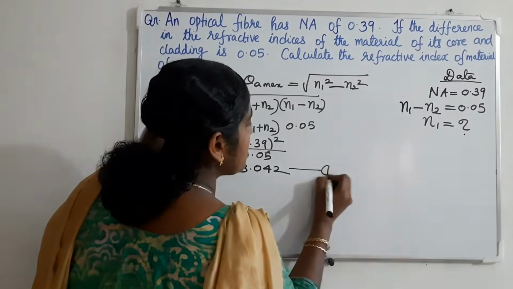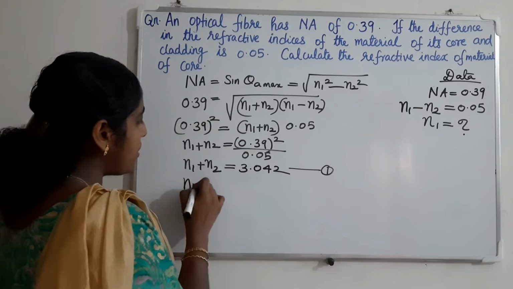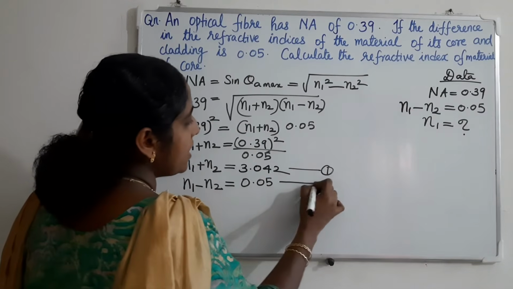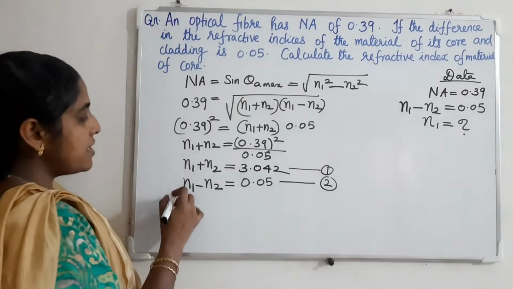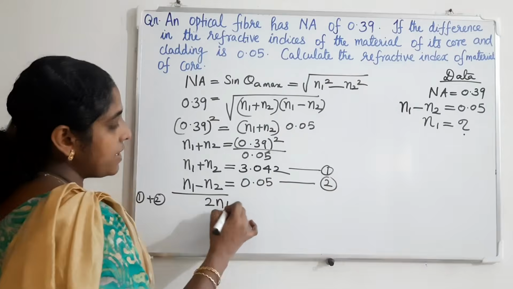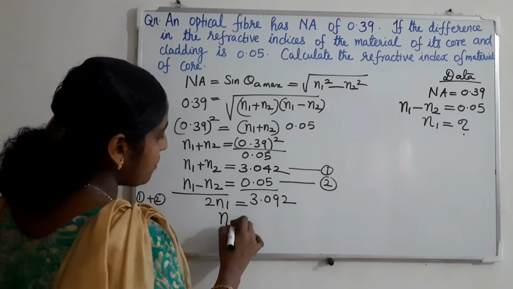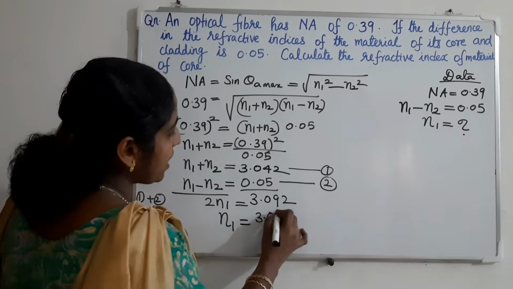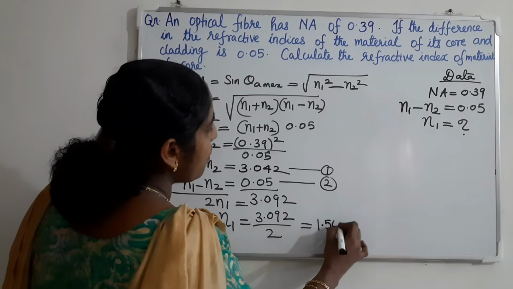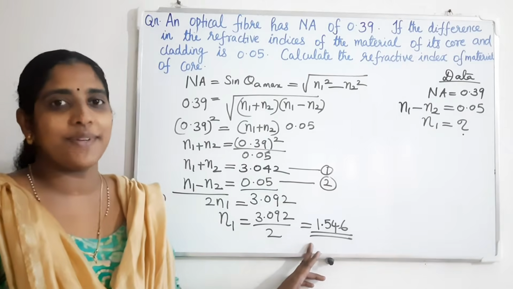We can write it as equation number 1. The difference between the refractive index of core and cladding is already given in the question. That is N1 minus N2 is 0.05. That is equation number 2. So on solving these two equations, that is adding 1 and 2, we will get 2N1 is equal to 3.092. So the refractive index of the core is 3.092 divided by 2, that is 1.546. So the refractive index of the material of the core is 1.546.